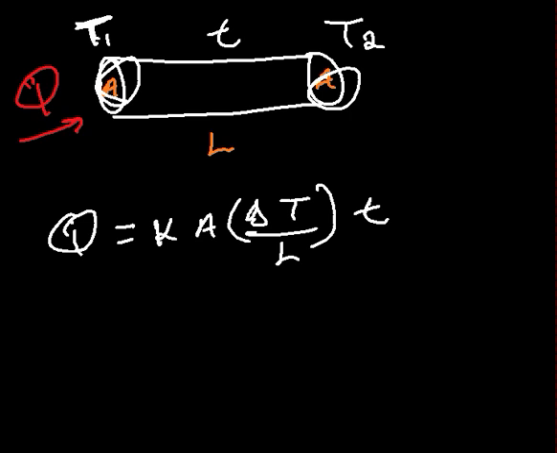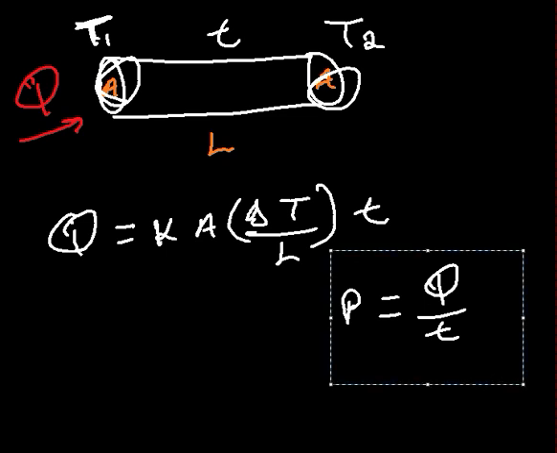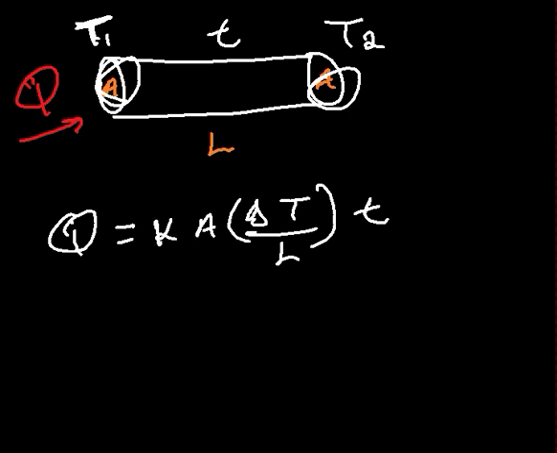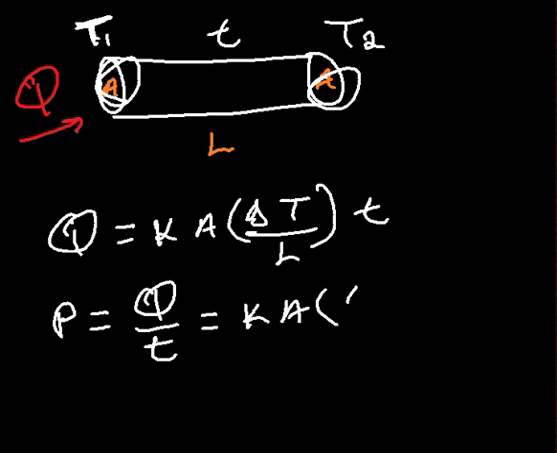But you have to understand that power is energy divided by time. So if that is the case, then the heat transferred within some time t is given as the power, which is equal to heat divided by time, and that is the same as K times A times delta T divided by the length. So this is how the power is expressed.